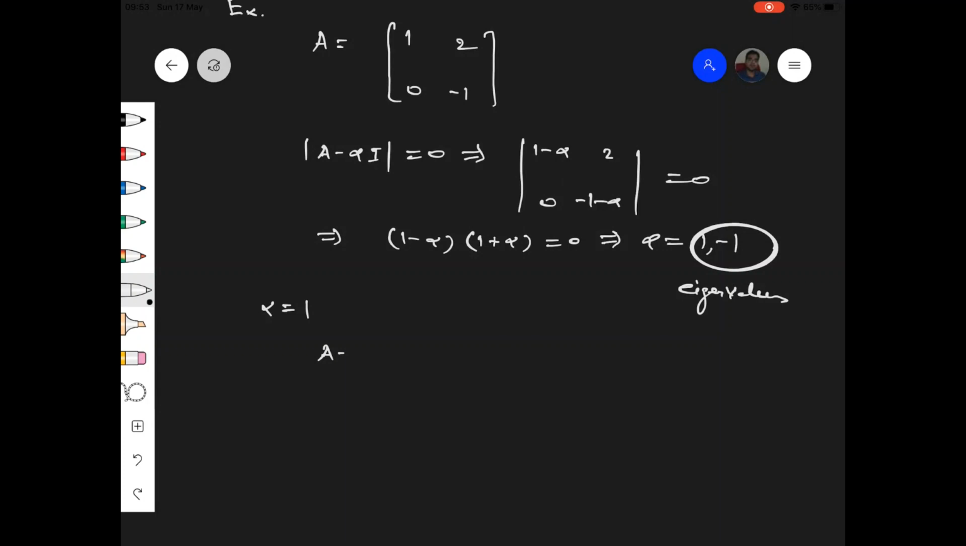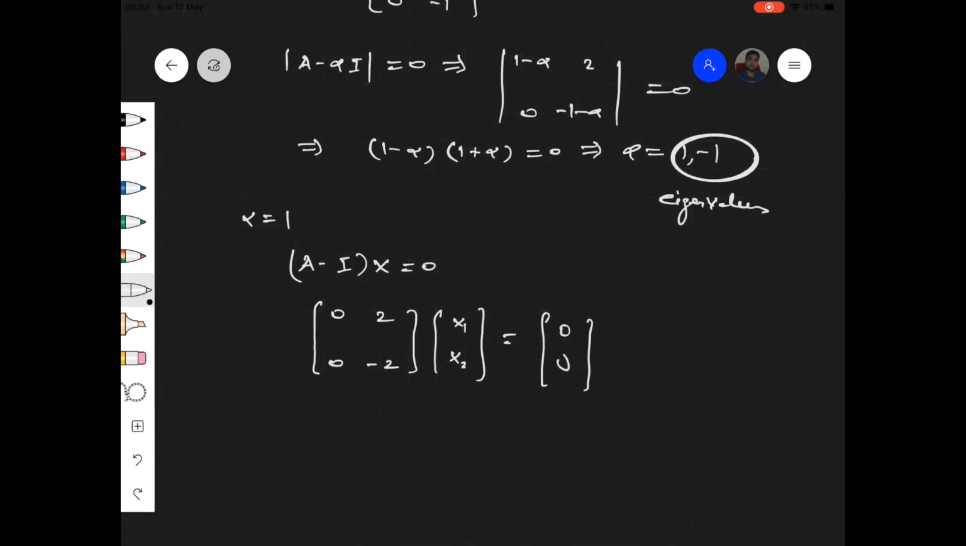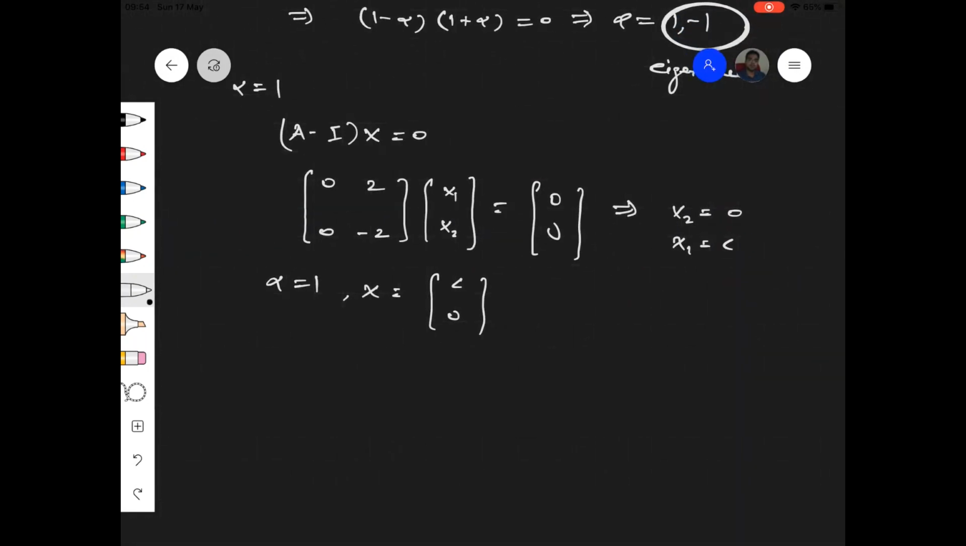So we'll start with alpha equals 1, and again we'll take the equation Ax equals alpha x, and we are putting the value of alpha as 1, so it turns out to be (A minus I) x equals 0, which is actually the matrix (0, 2; 0, minus 2) times (x1, x2) equals 0, which is a homogeneous system of linear equations and which is quite trivial, and it provides the value of x2 as 0 and x1 may be any real or complex number depending on the given field. So for the eigenvalue alpha equals 1, the corresponding eigenvector is (c, 0). So examples could be (1, 0), (2, 0), (3, 0) as eigenvectors.